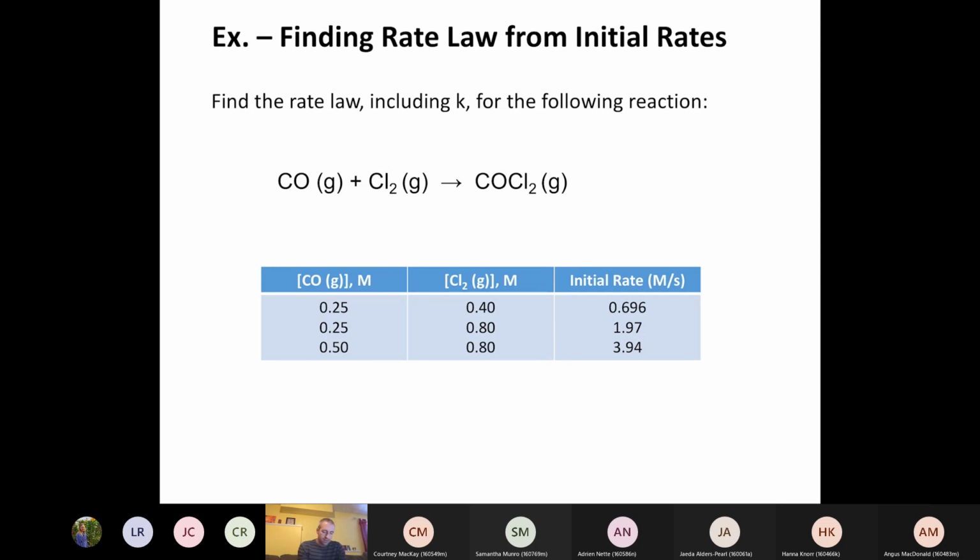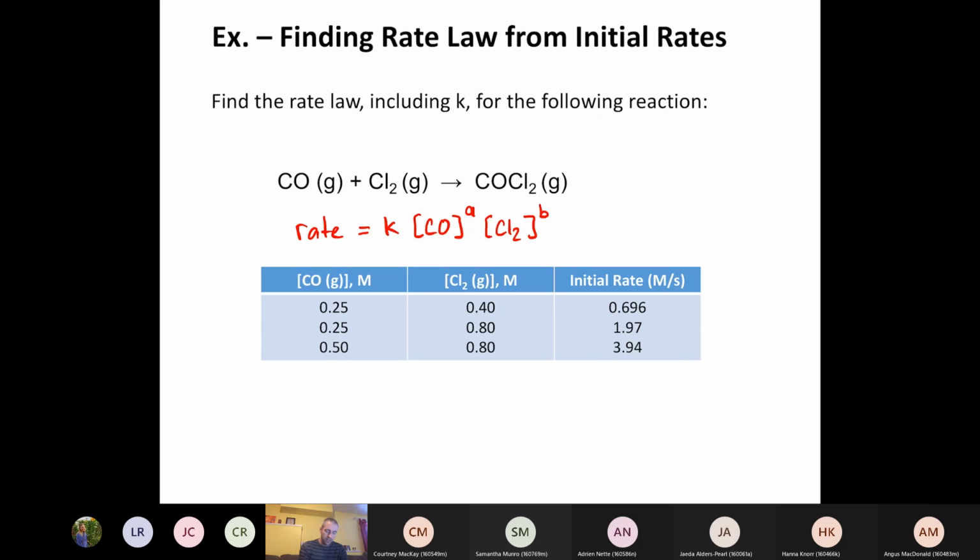We have CO plus Cl2 goes to COCl2. Everything's in the gas phase here. So what we can say right out of the gate is that the rate of this reaction will be equal to K times concentration of CO raised to the power A. We don't know what the exponent is yet. Could be 0, in which case CO does not contribute to the rate law. Times concentration of Cl2 to the B. And we don't care about the product.